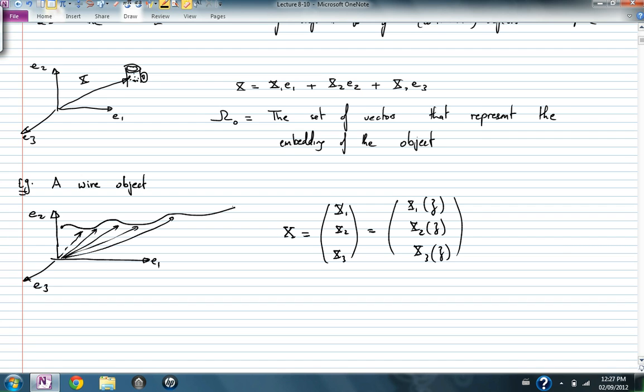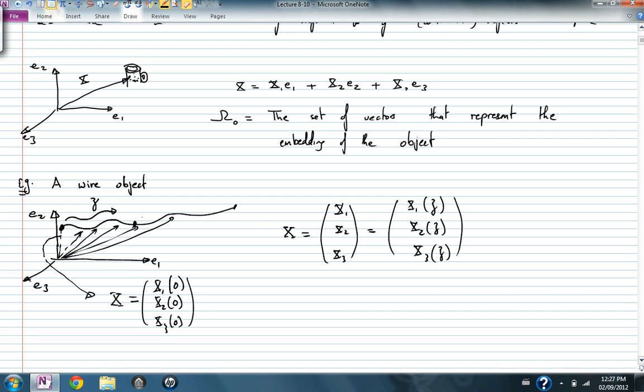So if this is the starting point and this is the end point, xc is a variable that runs along the wire. So the first vector representing the start point of that wire is a function of xc equals 0. So this point, the vector xc is equal to x1 of 0, x2 of 0, x3 of 0.